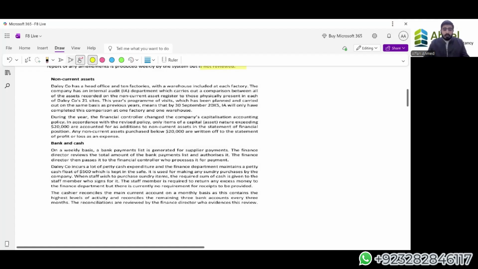Okay, now here what they are telling us is that the internal audit department carries out a comparison between all the assets recorded on the non-current asset register and those physically present in each of Delhi company's 21 sites. The year's program to visit, which has been planned and carried out on the same basis as the previous year, means that by 30 September 2005, internal audit will only have completed this comparison at one factory and one warehouse. Okay.